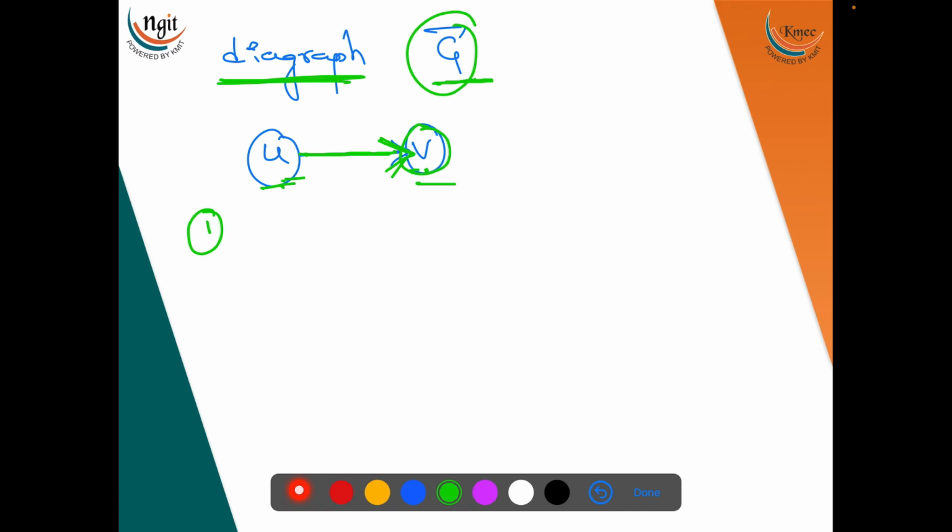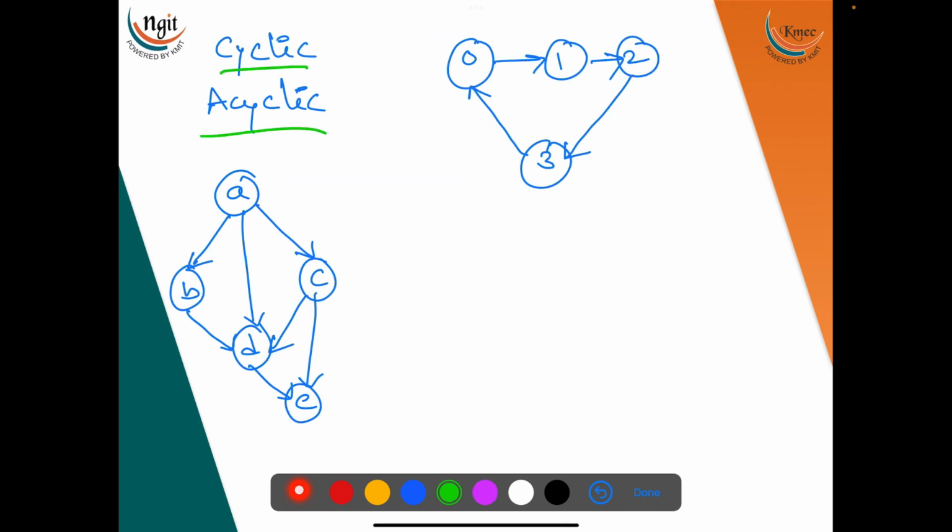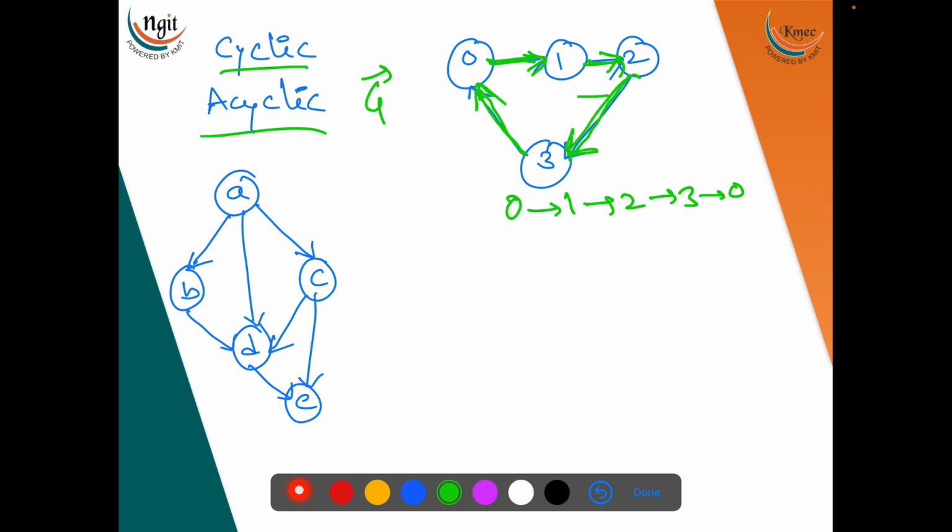Now, there are two kinds of digraphs, that is cyclic and acyclic. What do you mean by a cyclic graph? A directed cycle of graph G' is a cycle where all the edges are traversed according to their respective directions. Now 0 to 1, 1 to 2, 2 to 3 and 3 back to 0. So it forms a cycle. This is called a cyclic directed graph.